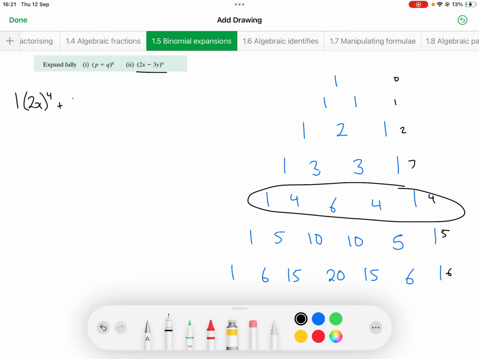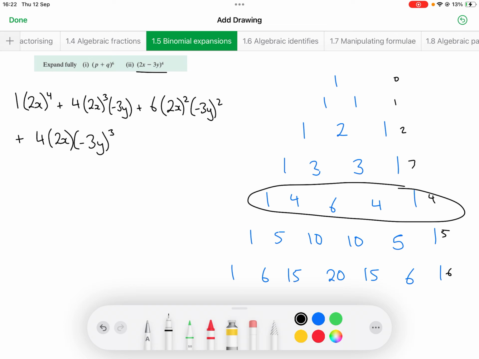Our next coefficient is 4, so remember 2x is going down to a power of 3, and then you have minus 3y, which is just going to have a power of 1, which we're not going to write in. The next one is 6, and we have 2x going to squared, and minus 3y is going to go to squared as well. The next one is 4, and 2x is going to go to the power of 1, which I'm not going to write in, and minus 3y is going to go to the power of 3.